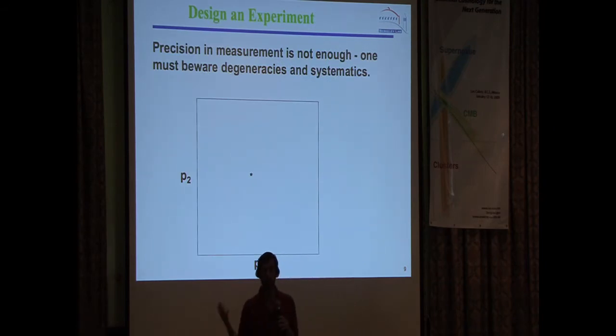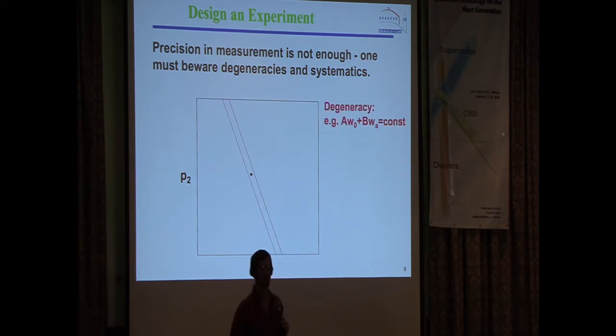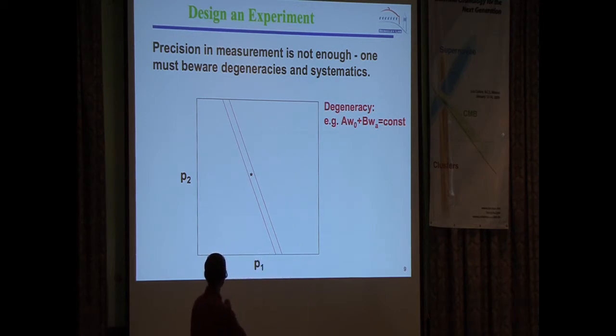Okay, so now we want to design an experiment. We say we want to test our theory. Let's actually design the experiment in some way. So you don't want to design it only for the precision. You have to beware of other things, such as degeneracies. Your ellipses, in dramatic cases, can actually become infinite bands.